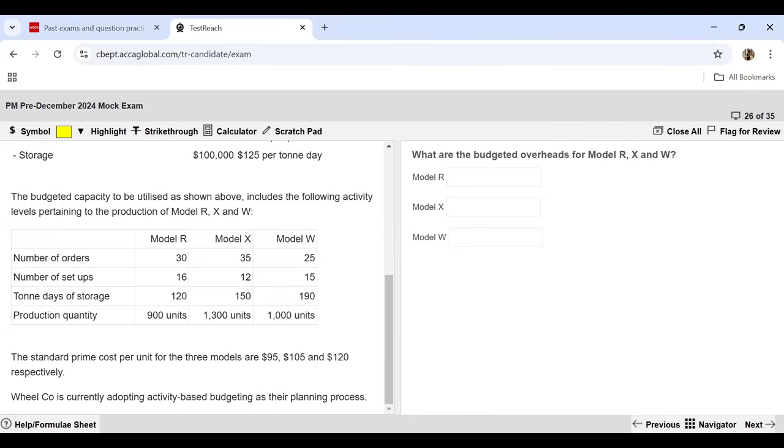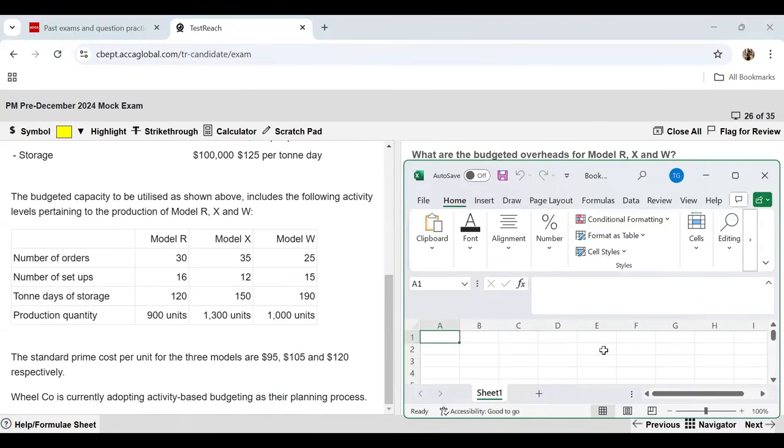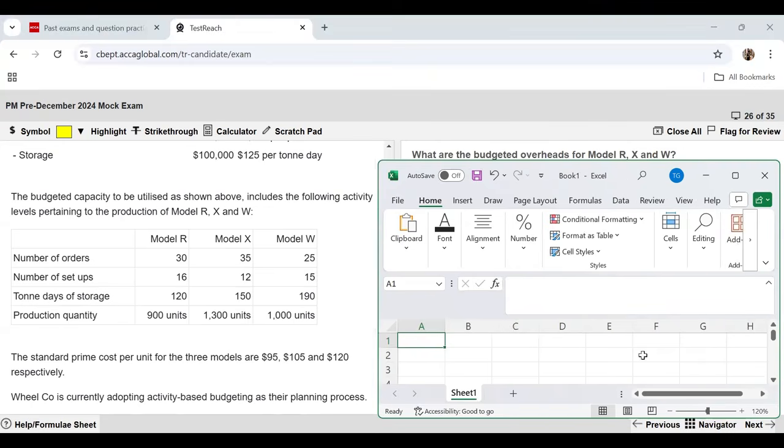So let's get started. Unlike you, I do not have any scratch pad available or a pen and paper available for me to be able to show you my workings. Hence, I have placed this small Excel file, with the help of which I'm going to show you my calculations. So firstly, for Model R, then I will do it for X, and then I will do it for W. Now we are going to talk about all about the overheads.